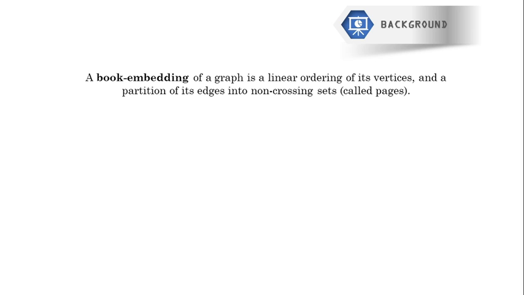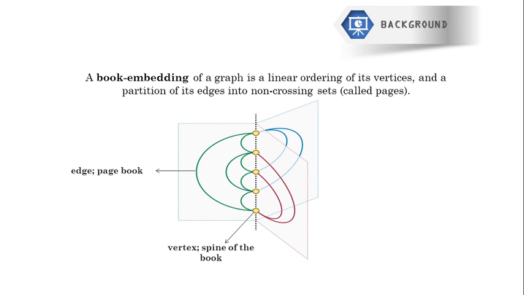A book embedding of a graph is a linear ordering of its vertices and a partition of its edges into non-crossing sets called pages. In a book embedding, the vertices of the graph are restricted to a line referred to as the spine of the book, and the edges are drawn at different half-planes delimited by the spine, called pages of the book.